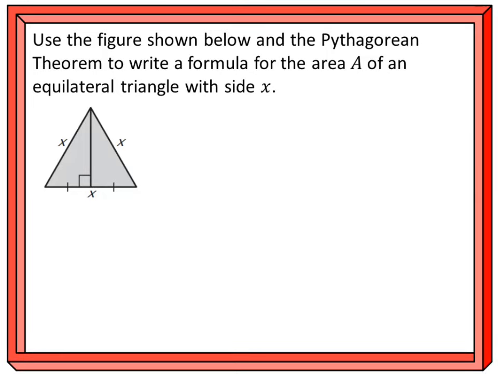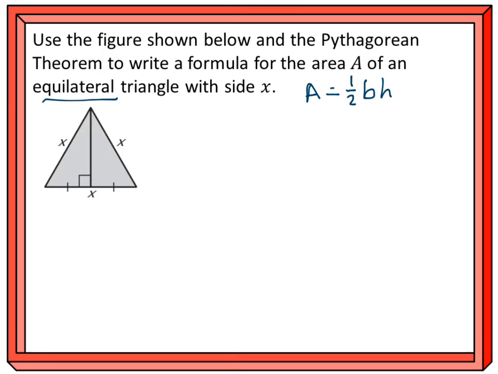Use the figure shown below and the Pythagorean theorem to write a formula for the area of an equilateral triangle with side length x. Alright, well first of all we're talking about area of a triangle, so we usually just write that as 1/2 of the base times the height. But this is a special kind of triangle, equilateral, all the sides are the same, and we're going to say that the side length is just called x here.